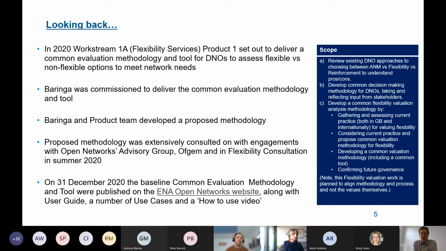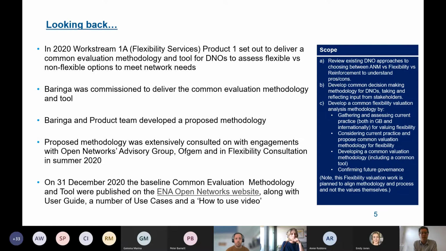Great. So in 2019, there was lots of questions about how the DNOs were evaluating the options of traditional reinforcement and flexibility. And there was a number of workshops held, both with Ofgem and then within the DNOs, to try and understand the different approaches that were applied by the DNOs. And at the time, there was a recognition that there was no common approach that was being applied. So as part of the Open Networks, it was decided that we would create a common approach, a common methodology.